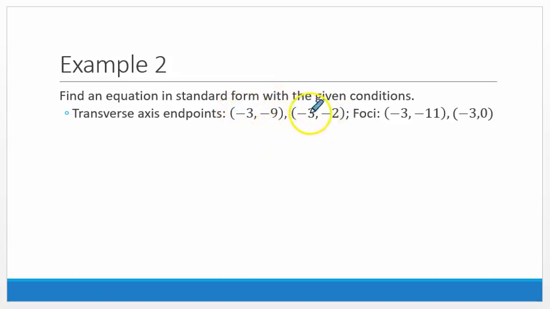What I'll point out is it's a little bit easier than that even, because the x-coordinates aren't changing between these two. So without even using the whole distance formula, we can actually just say how far apart are -9 and -2, and that length will be our 2a value. So the distance between -9 and -2 is 7, which means a is the fraction 7/2.